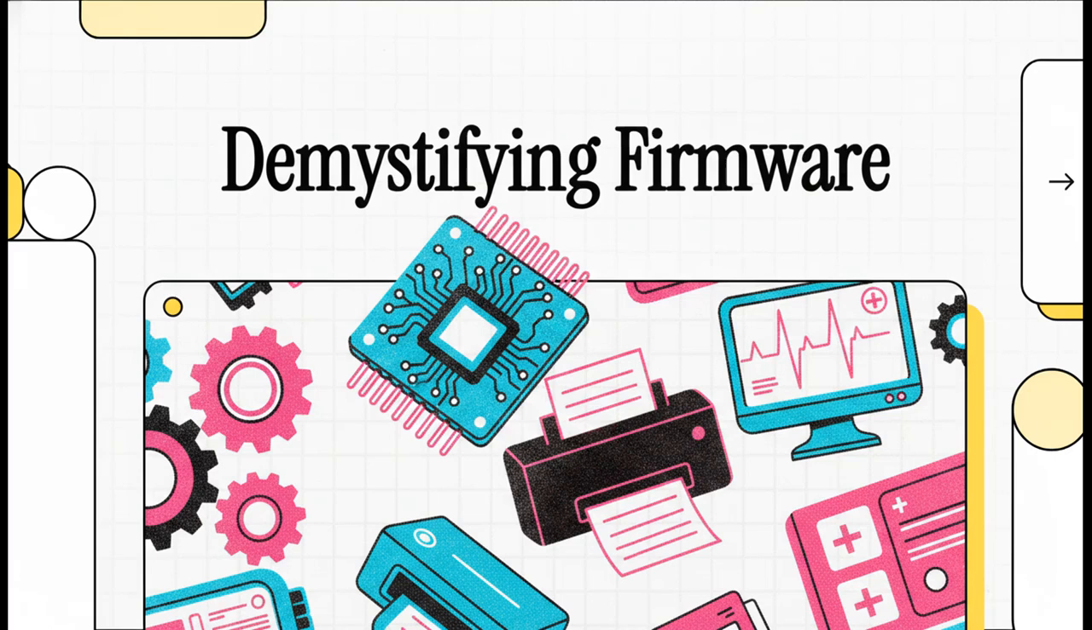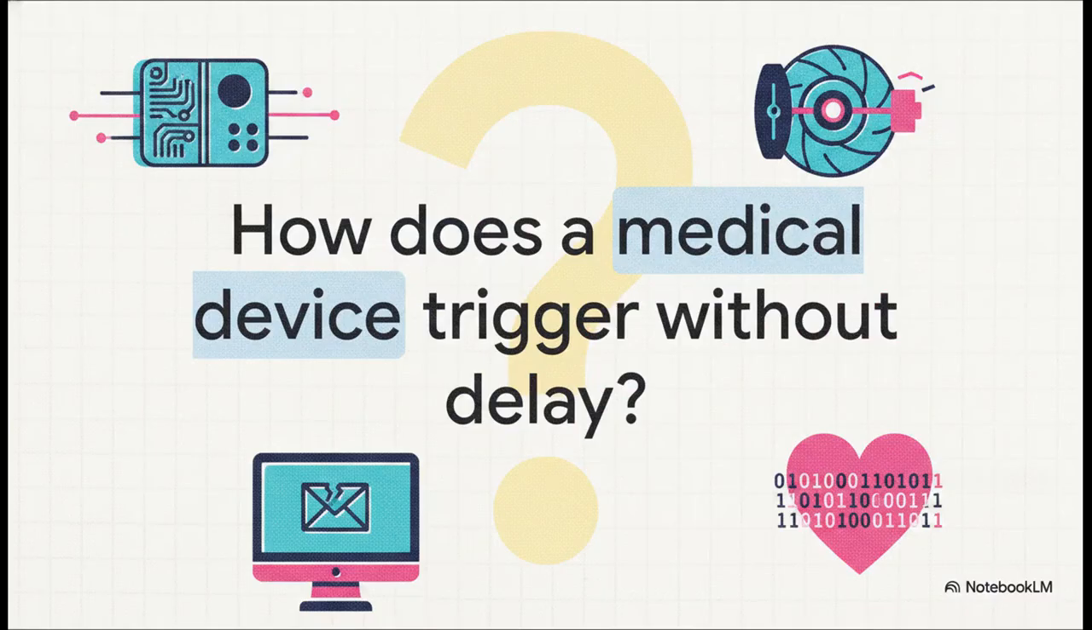Welcome to this explainer. Today, we're talking about something pretty wild, the invisible software that secretly powers our entire physical world. I mean, think about it. Every single time you start your car, use the office printer, or rely on a medical monitor at the hospital, there's a hidden blueprint completely running the show behind the scenes.